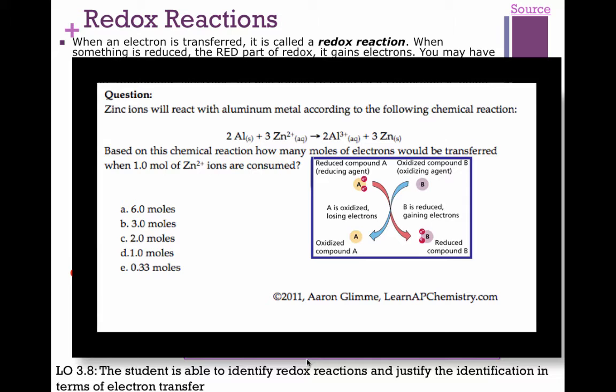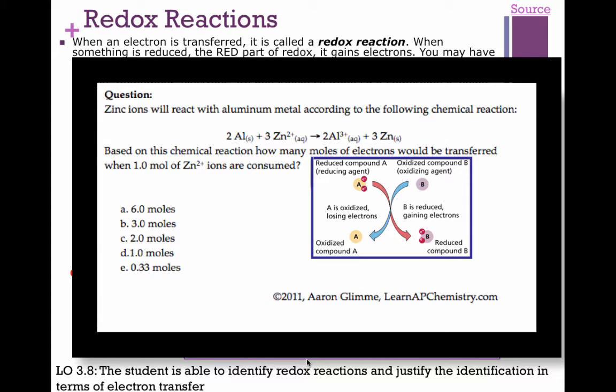Here's a way you could think about it. Up here, how many electrons are being transferred in this balanced equation? How many electrons would you need on the left in order to balance this charge out? Oh, wait, that's 6, right? 6 electrons are being transferred within this entire thing.